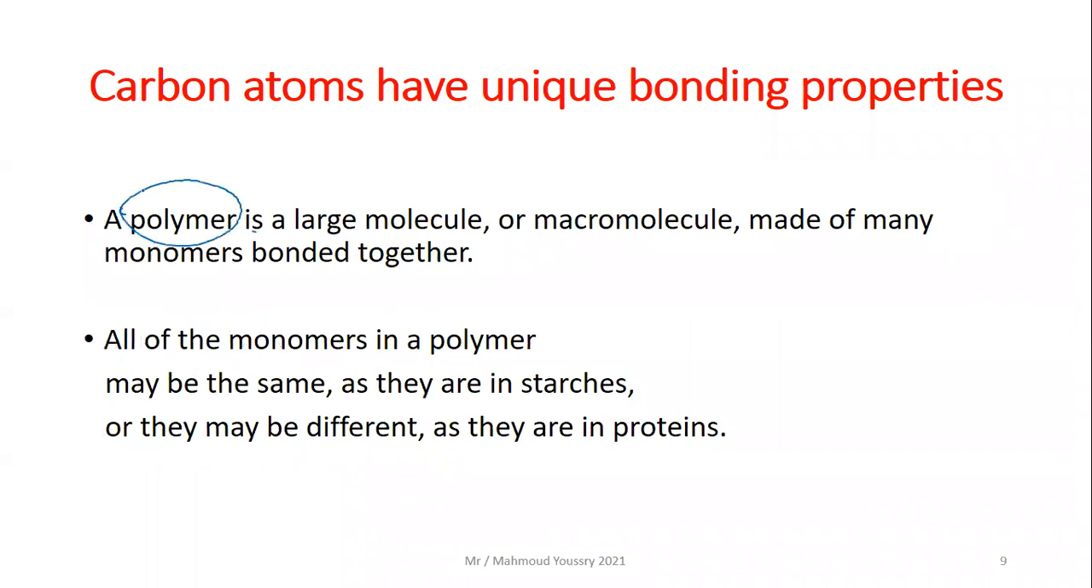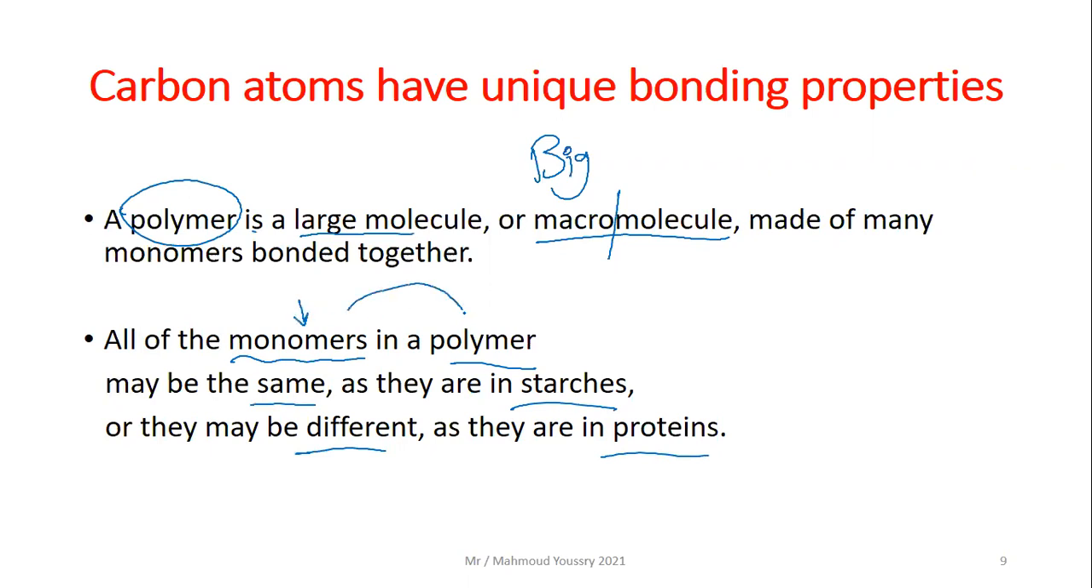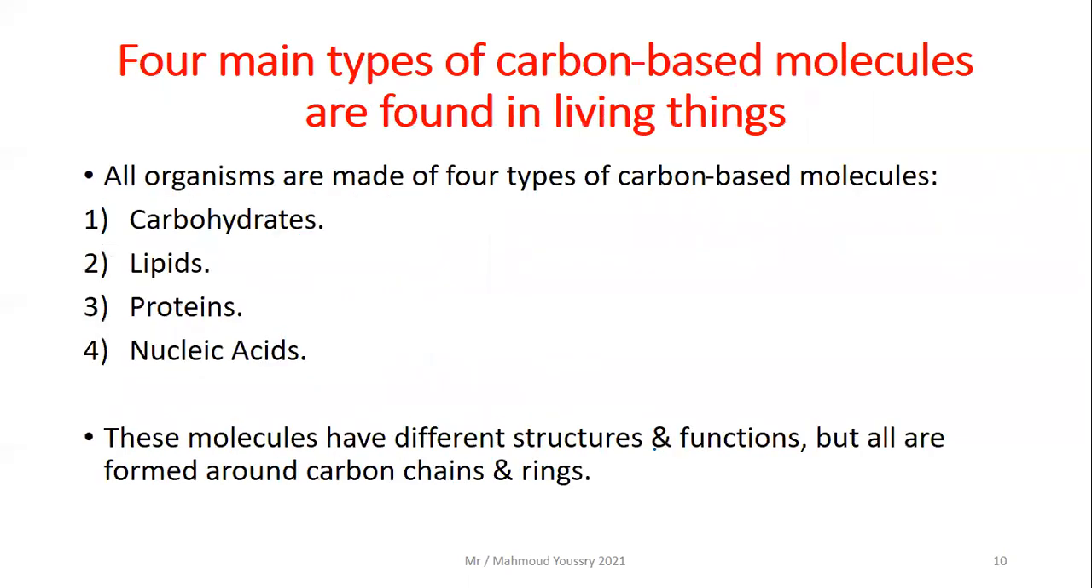So what is a polymer? A polymer is a large molecule or macromolecule. The word macro means big or large. Polymers are made of many monomers that are bonded together. All of the monomers in a polymer might be the same, such as in starch, or they may be different, such as in proteins. So the monomers are the small subunits that are linked together to make the polymer.